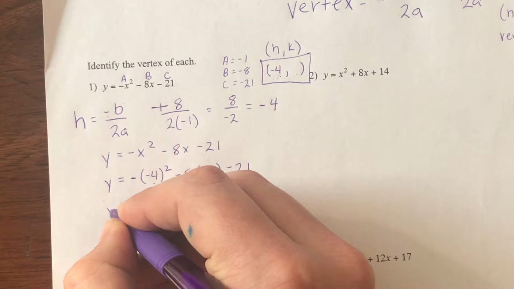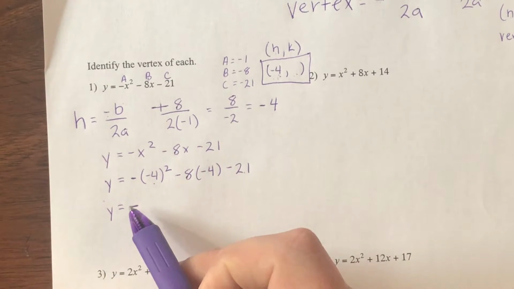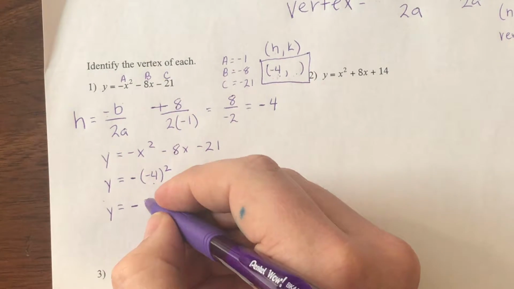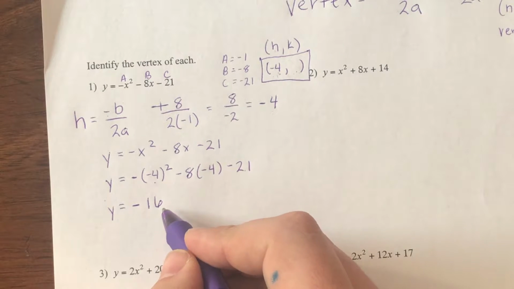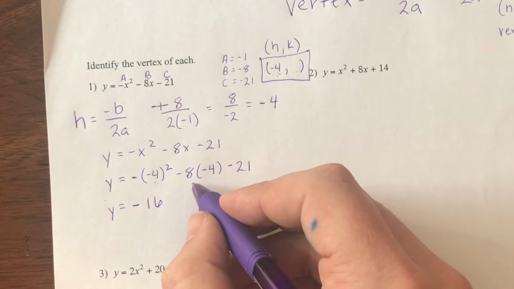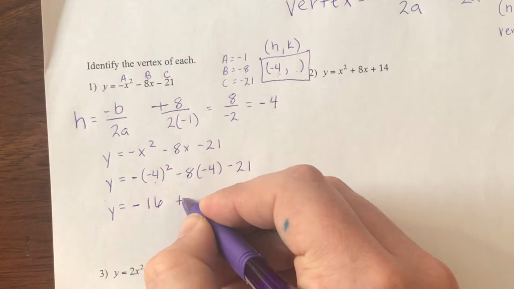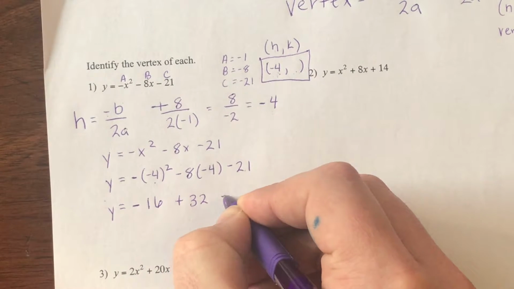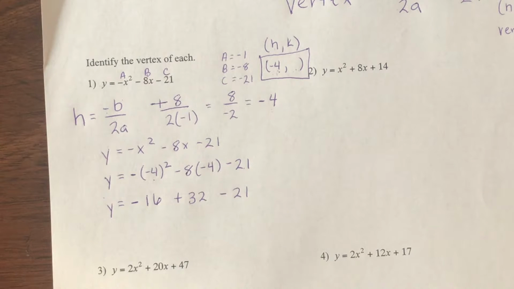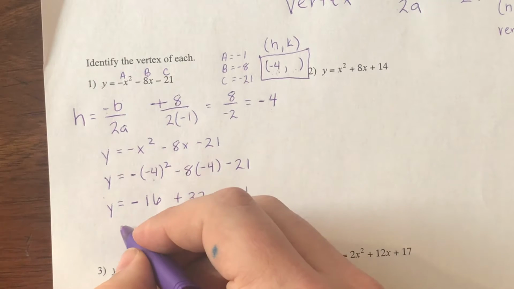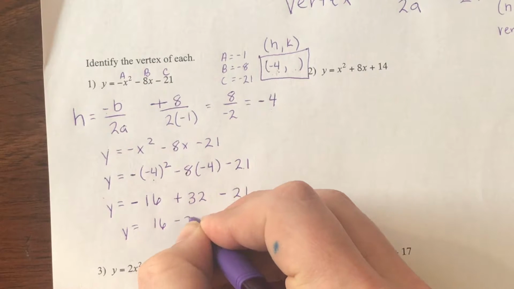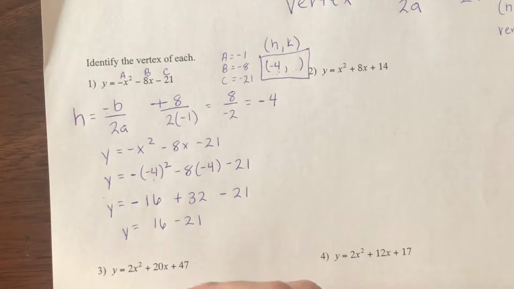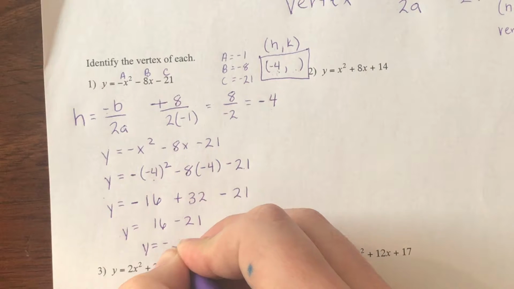So we have y equals negative. That negative is going to stay there, but what's -4 times -4? That's positive 16. So essentially we're saying negative, and you can put parentheses around there if you need to see that. And then -8 times -4 is positive 32 minus 21. And then from there, -16 plus 32 would be positive 16 minus 21. And then 16 minus 21 would be y equals -5.